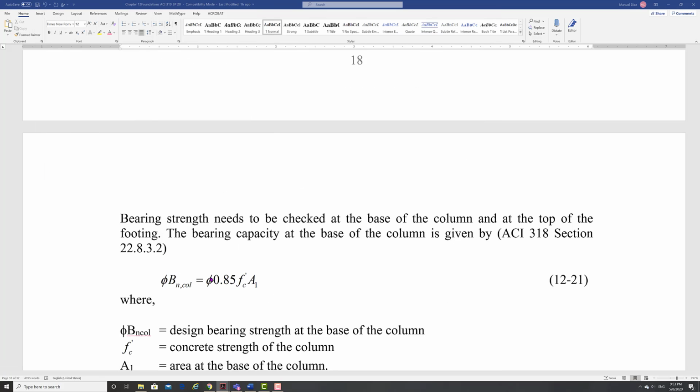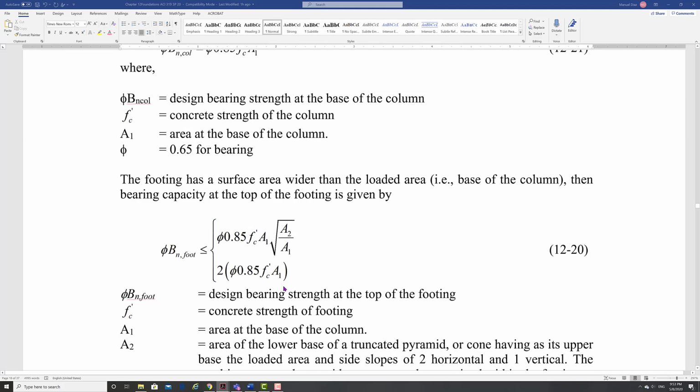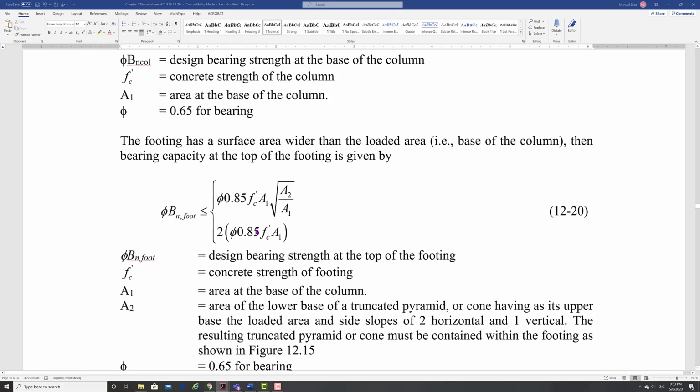So this is the one with the column. So that's based on the area of the column. So this is the area of the column. Okay. And then the footing has two formulas, right? And this area 2 is the area, not exactly the area of the footing, but is the area of a truncated pyramid, okay? Or cone, if you're doing circular, right? With the slopes of 2 horizontal, 1 vertical. And this is very important because a lot of people use the area of the footing, and sometimes it's not, okay? However, in most cases, I mean, this one controls. I mean, it's very hard not to have this one controlling. Okay?